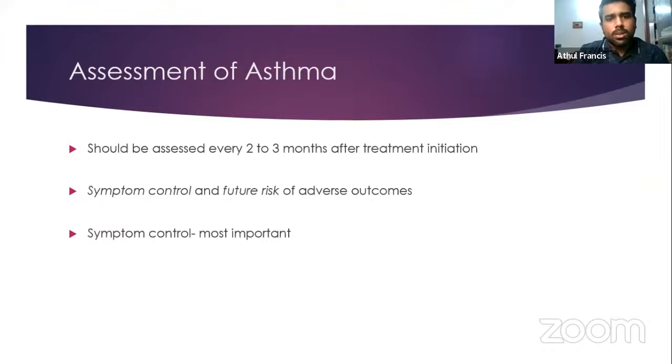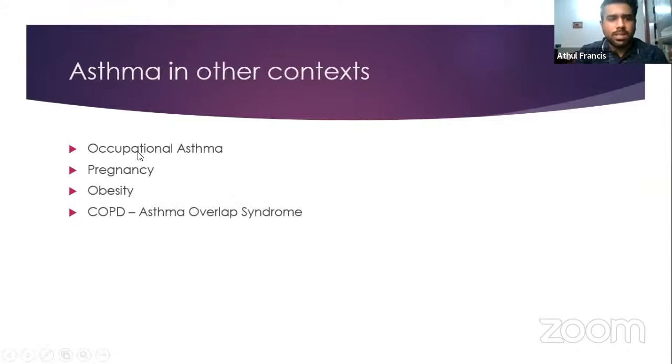Now, these are the other variants of asthma. In occupational asthma, that I told already, you have to take a proper history, whether he has any occupational exposure. Pregnancy: now, important context with respect to pregnancy. In pregnancy, what happens to bronchial asthma? One third of the cases improve, one third remain stable, one third deteriorate. That is one important point which you have to remember. Then third is obesity, and fourth is COPD-asthma overlap syndrome, which I'll be discussing in detail in COPD.